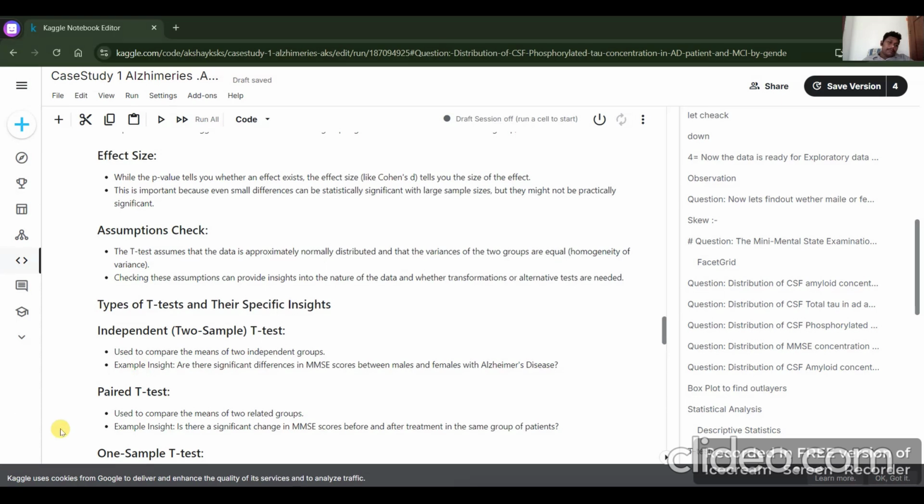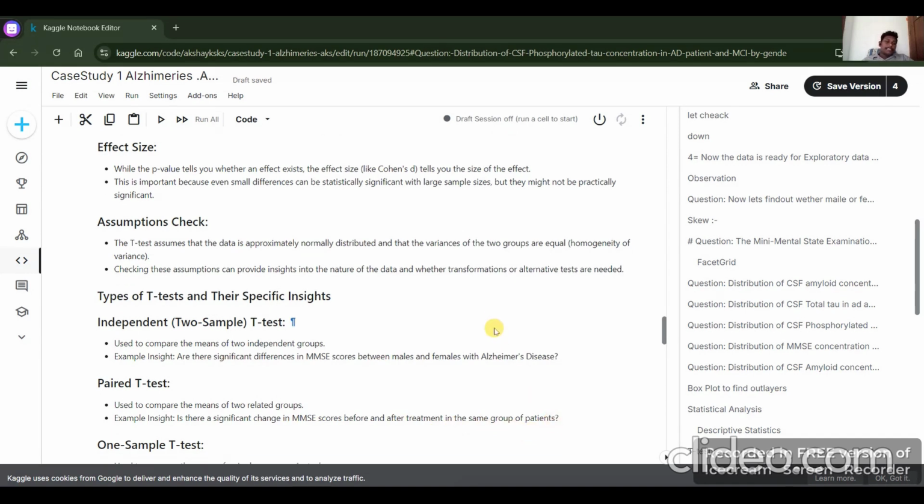Paired t-test. What is a paired t-test? Used to compare the means of two related groups. Example insight: is there a significant change in MMSE scores before and after treatment in the same group of patients?